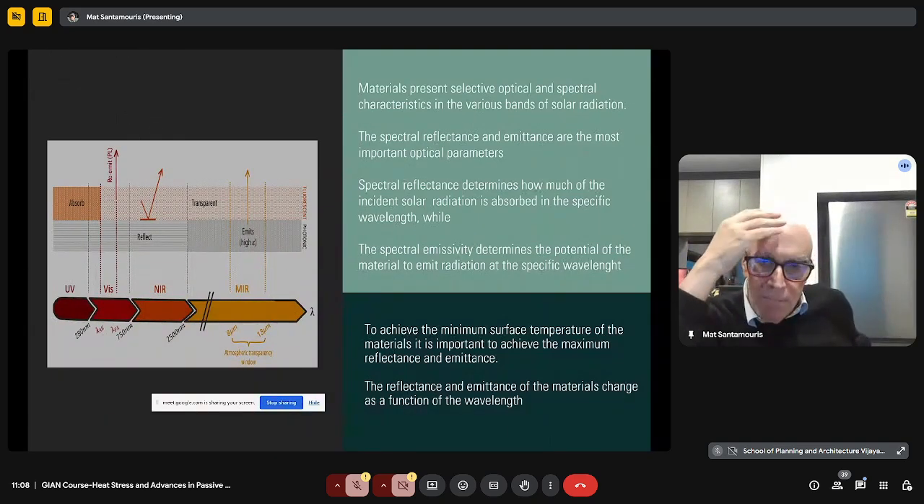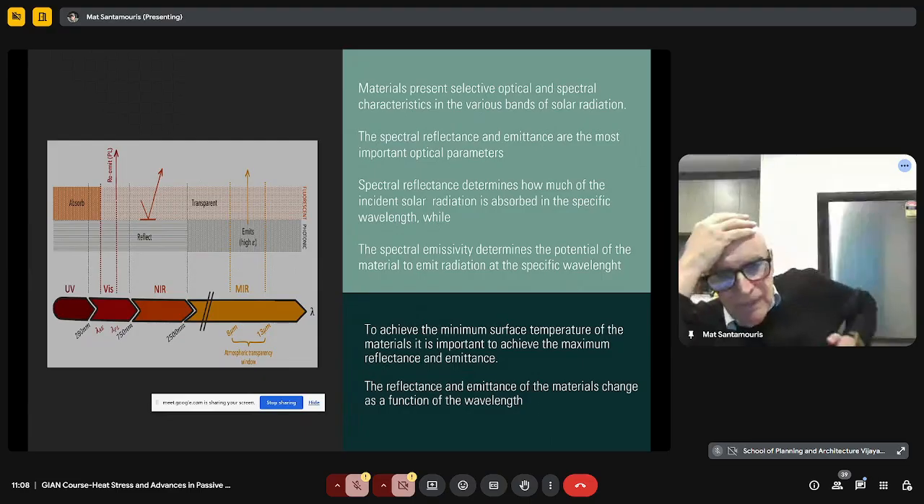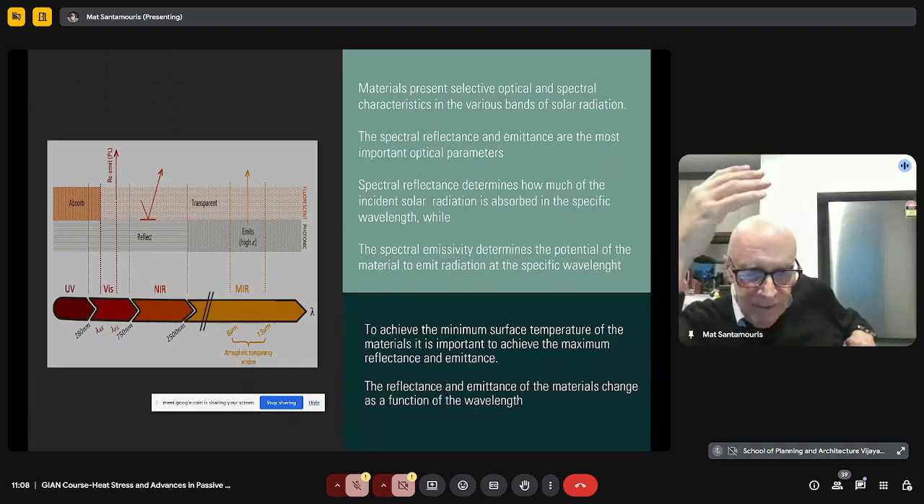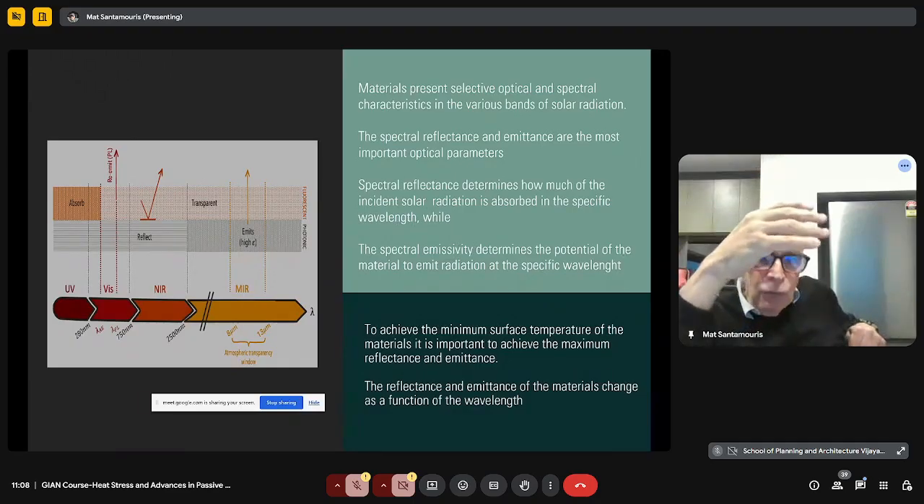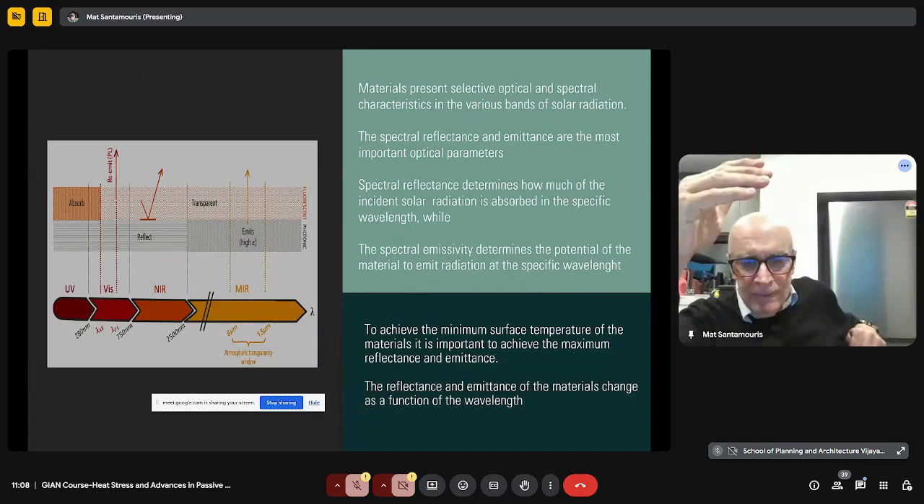On the contrary, metals, for example, present a smaller, let's say, emittance, and they don't have such a high capacity to emit the solar radiation. What has to be understood also is that the emittance at a specific wavelength of a material is equal to the absorbance of this material at the same wavelength.